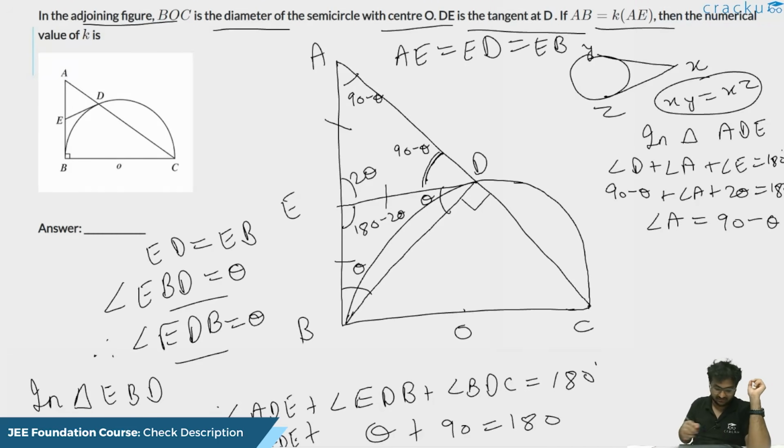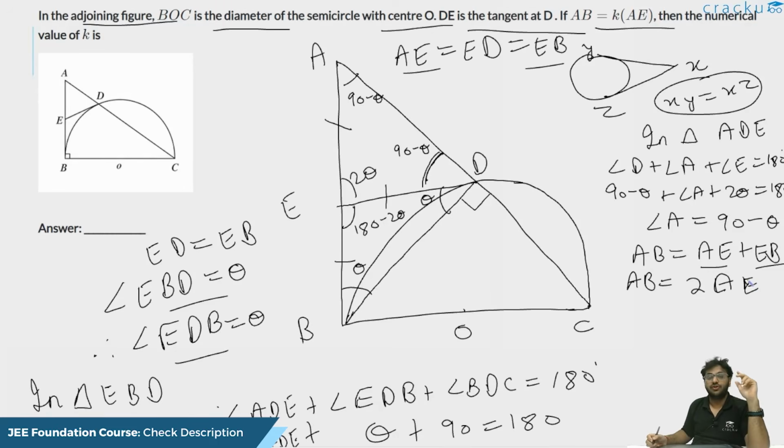Now what is asked? We have been asked the value where AB is equal to K times AE. Now AB is AE plus EB. And AE is equal to EB. So it would be 2 times AE is equal to AB. So we found the value of K, which is equal to 2. Hence the correct answer of this question is 2.